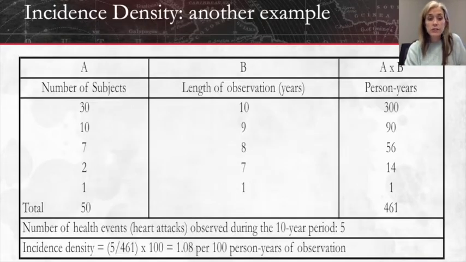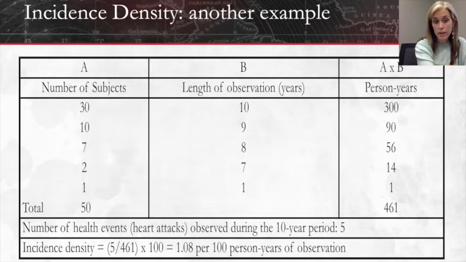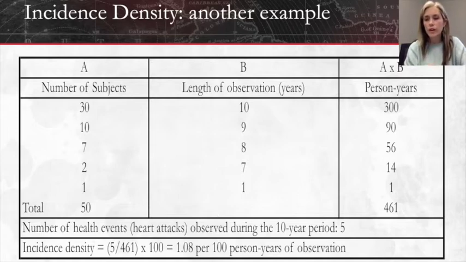So looking at another example, ultimately you would be presented with columns A and B, and you would say, okay, I need to calculate incidence density from this example. You're also given that the number of health events, in this case heart attacks, observed during the 10-year period was 5, so you already have your numerator. So how do you calculate your denominator? Well, you would just take A times B. So for the first line, there's 30 subjects that contributed 10 person years, and so ultimately that's 300.